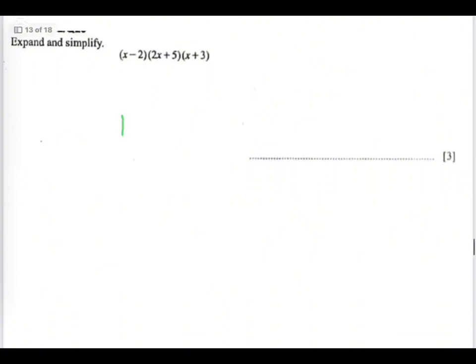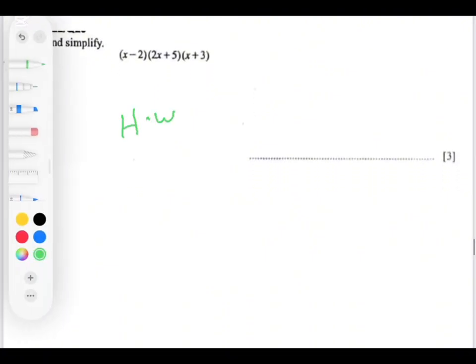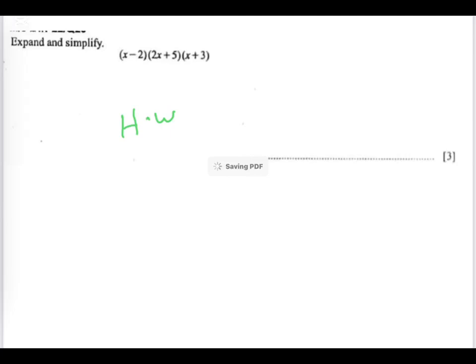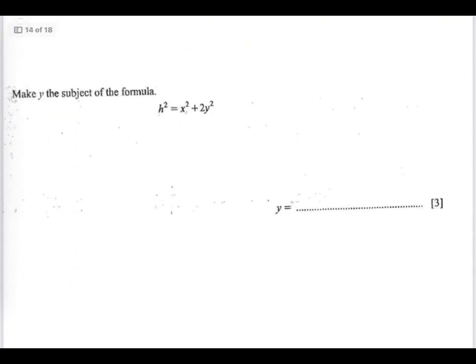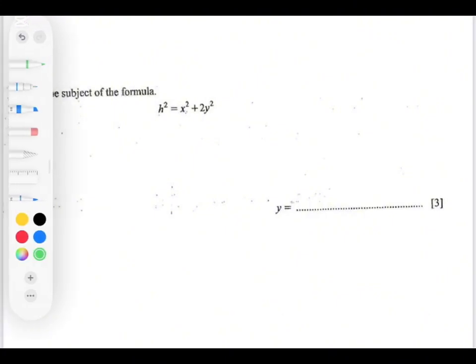Okay, again this is homework for you. Try this one. These are very easy questions. We have already done these types of questions, that's why I'm giving the question as homework. Now we will try this one again.